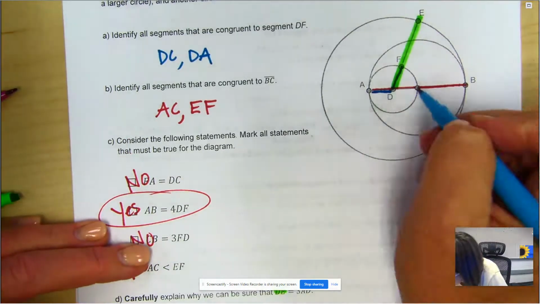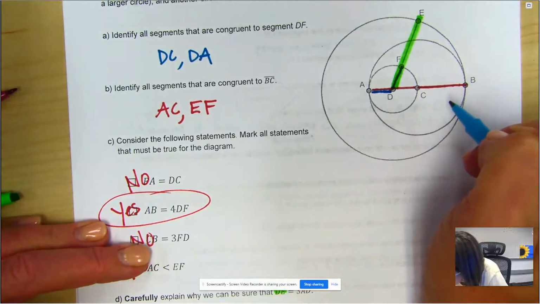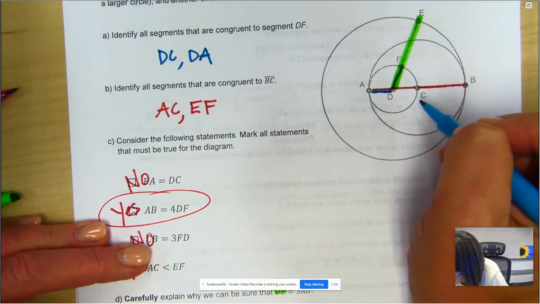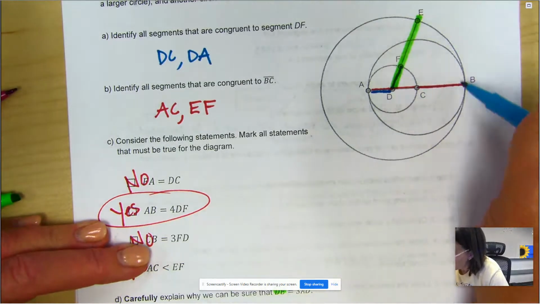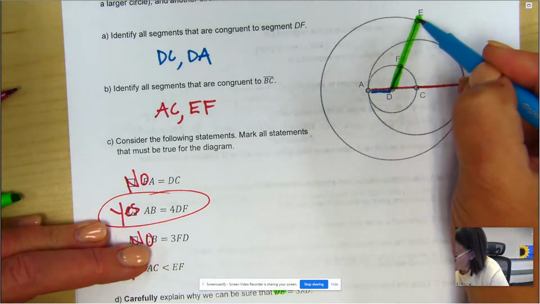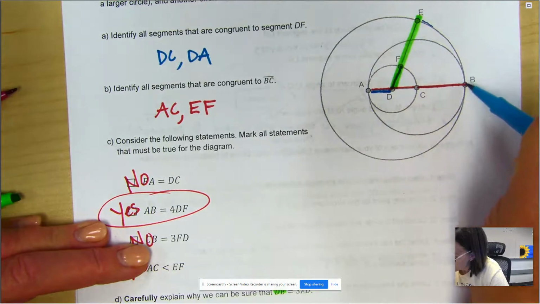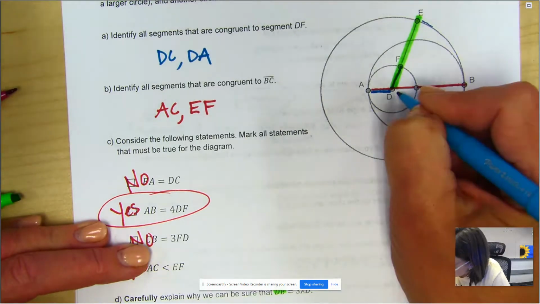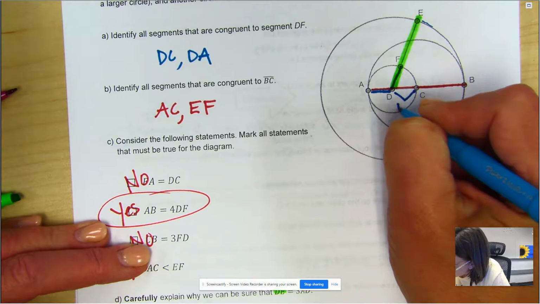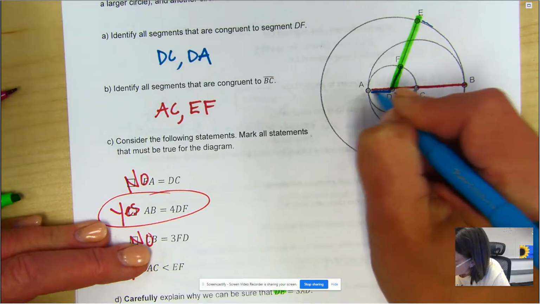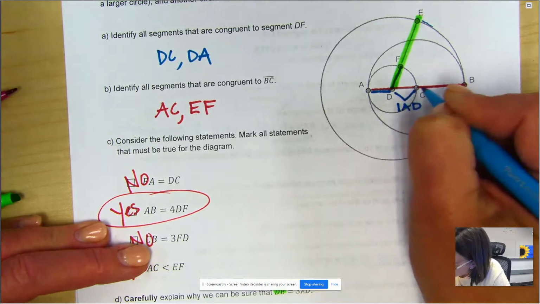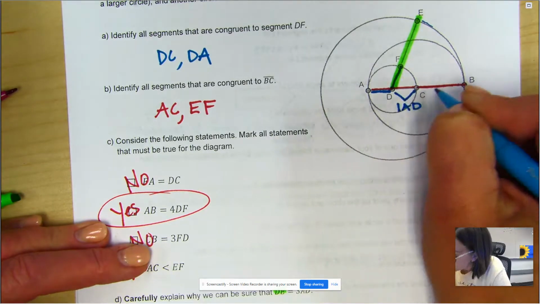Well, if you look right here, if you swung E around town, had it come down here, this right here is 1 AD, right? It's equal to 1 AD. It's a radius on the other side. And then here are 2 more ADs.